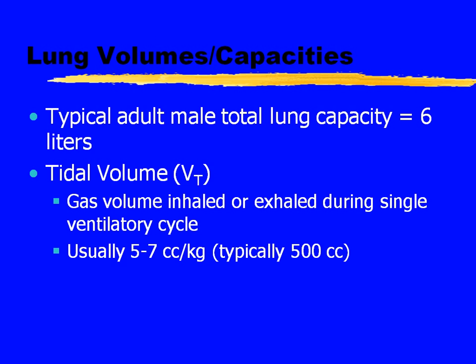Adult males generally have a lung capacity of about 6 liters. Be familiar with this term, tidal volume, or the VT, volume tidal. Again, it is the gas volume inhaled or exhaled during a single ventilatory cycle. The actual equation is 5 cc's to 7 cc's per kilogram. That's what they usually want to refer to, the ideal body weight, not your actual body weight. Okay?